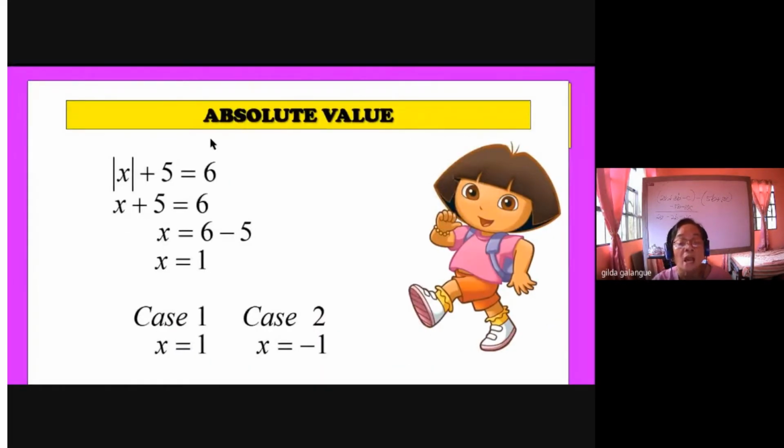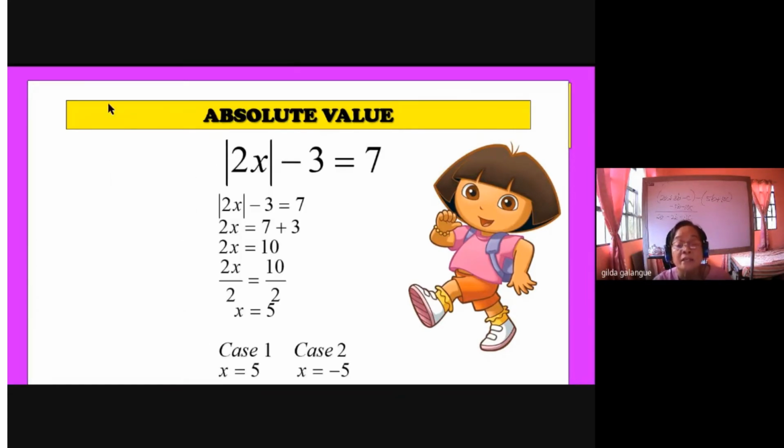So we are in the absolute value of x plus 5 is 6. Then this positive 5 will become negative 5. 6 minus 5 is 1. Therefore, we have two cases. The first one is positive, and the other one is negative. We'll try to check. If this is 1, the absolute value of 1 is 1. 1 plus 5 is 6. If this is negative 1, the absolute value of negative 1 is 1. And 1 plus 5 is still 6.